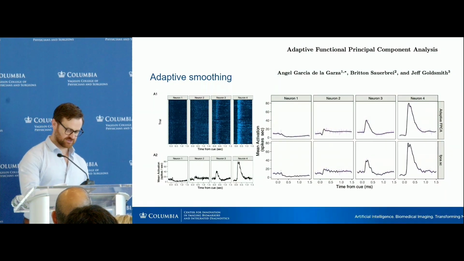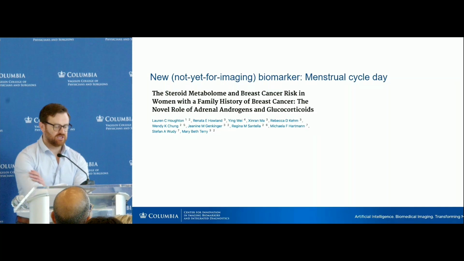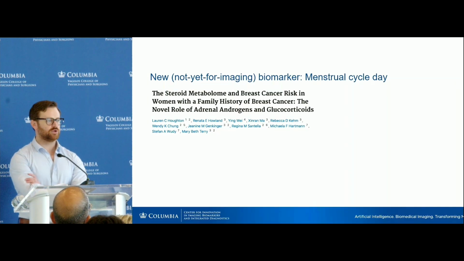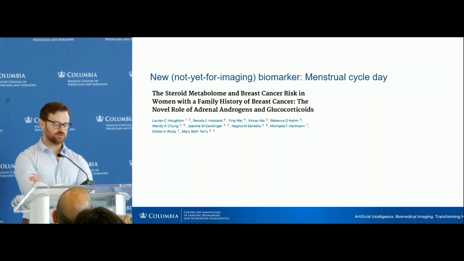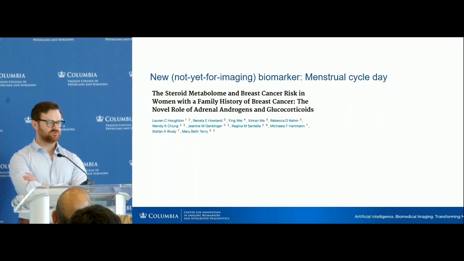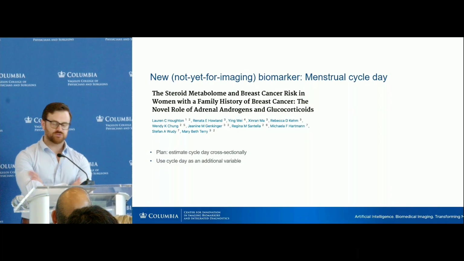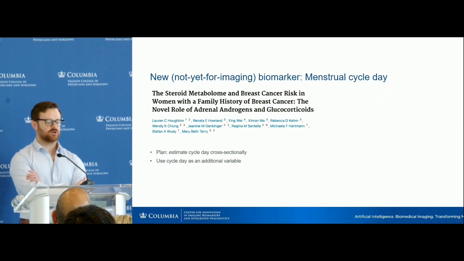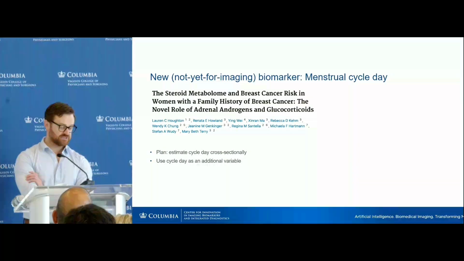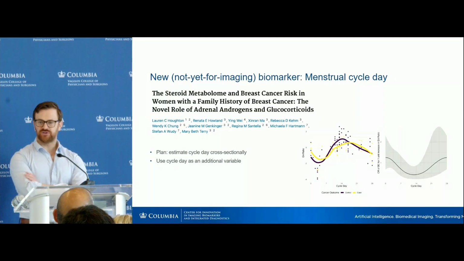Now, the last thing that I want to talk about in my last 2 minutes is nothing yet to do with imaging, but I think plausibly will go in this direction. This is work that I've done with folks in environmental health and epidemiology, and it's to incorporate menstrual cycle day into a variety of analyses. For example, my colleague Lauren Houghton in epidemiology has looked at the role of hormones as predictors of breast cancer risk. And to that analysis, we added cycle day as a marker.